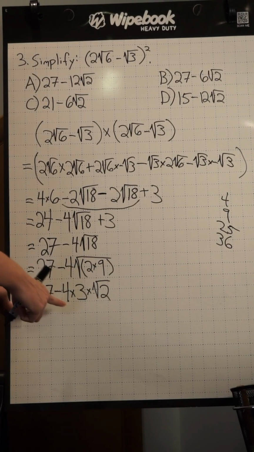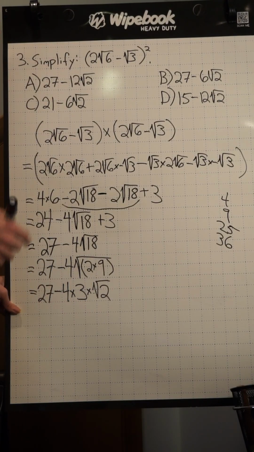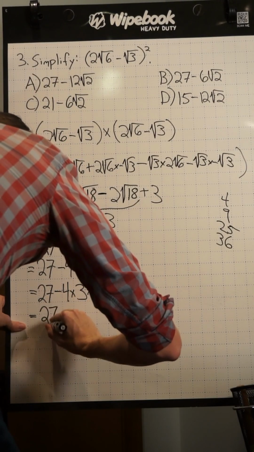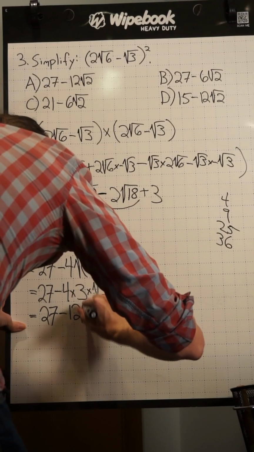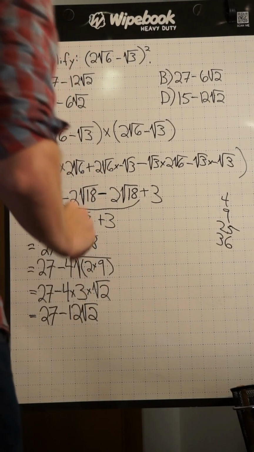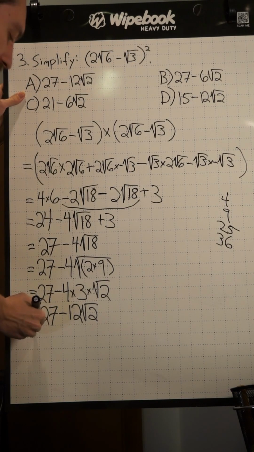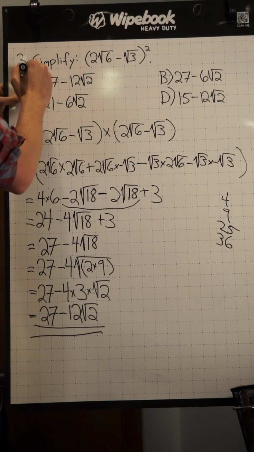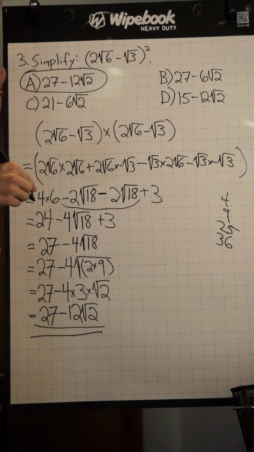All right, so the final one, we can now simplify these, we can multiply these together. 4 times 3 is what? Is 12. So for the final one, 27 minus 12 square root of 2. Alright, so if we look up here, do we see one that's the same? 27 minus 12 times square root of 2. Looks like this one, A. So A is the correct answer. Okay.